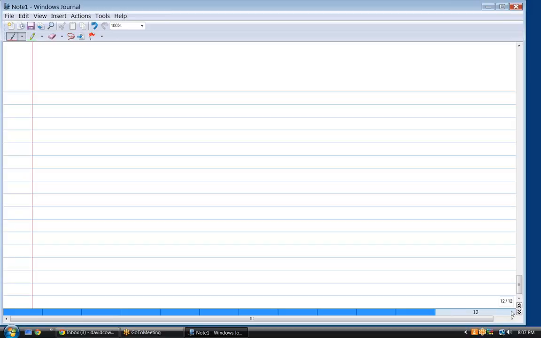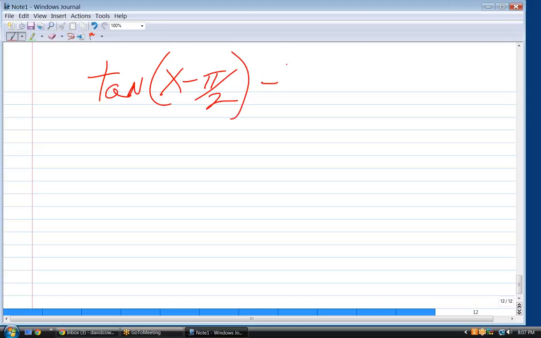Right, the next section says prove the identity. Okay. Tangent of x minus pi over 2 equals negative cotangent x. Okay.